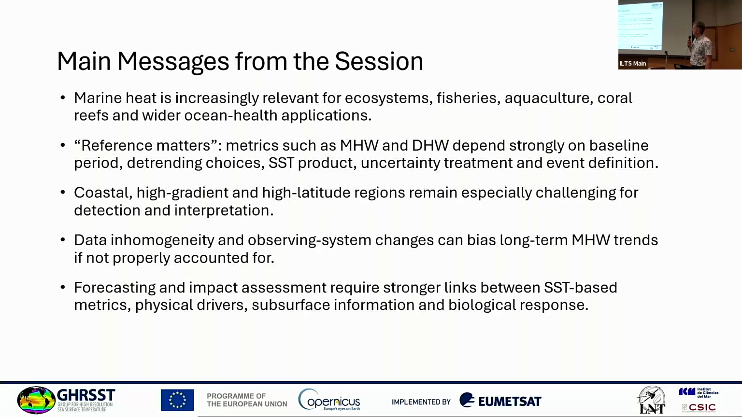So I think these reference matters were not only relevant to MHWs. It was also shown that degree heating weeks are a metric of heat stress that is sensitive to the exact formulation and the exact data choices. And I'll make other comments about how we handle that in the task team context of GHRSST a bit later on, in some remarks I'll make later on.